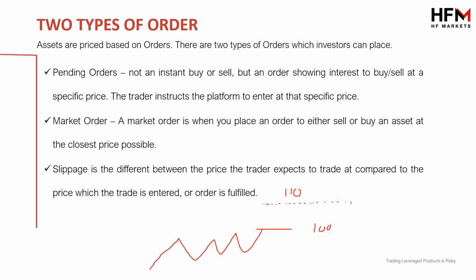Then you've got a market order. A market order is when you place an order to either buy or sell an asset at a chosen price, and it will enter the trade. And again, that doesn't mean it's going to enter at that specific price, but it will enter the trade at the closest possible price.